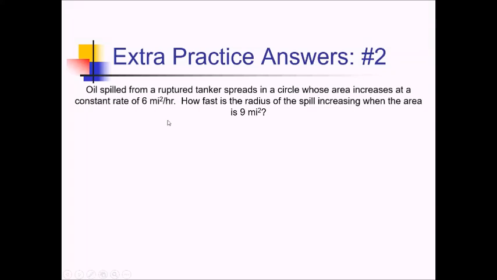For this one, we have oil spilled from a ruptured tanker spreading in a circle. The area of this circle increases at this constant rate of 6 square miles per hour. We want to know how fast the radius of the spill is increasing when the area is exactly 9 square miles.